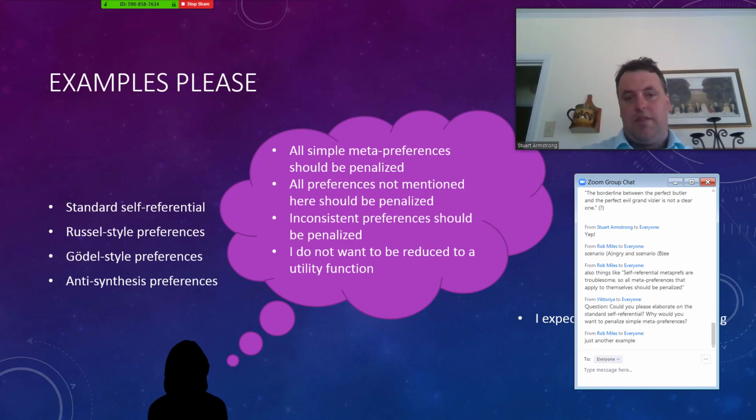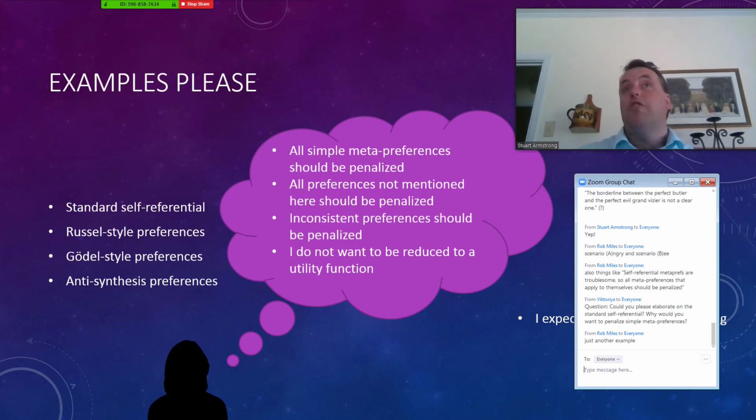Victoria, could you elaborate please on standard self-referential? Why would you want to penalize simple meta preferences? Okay, there is a meta preference that I am very scared of, and that is simple preferences should be overweighted. I see this leading to the repugnant conclusion. I see this leading to discarding so many of human preferences on the altar of simplicity. So that is a meta preference that I am very scared of.